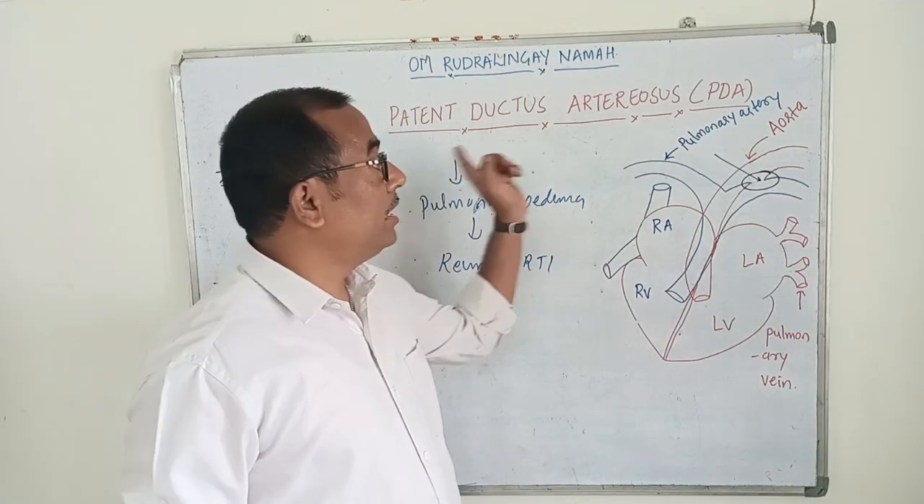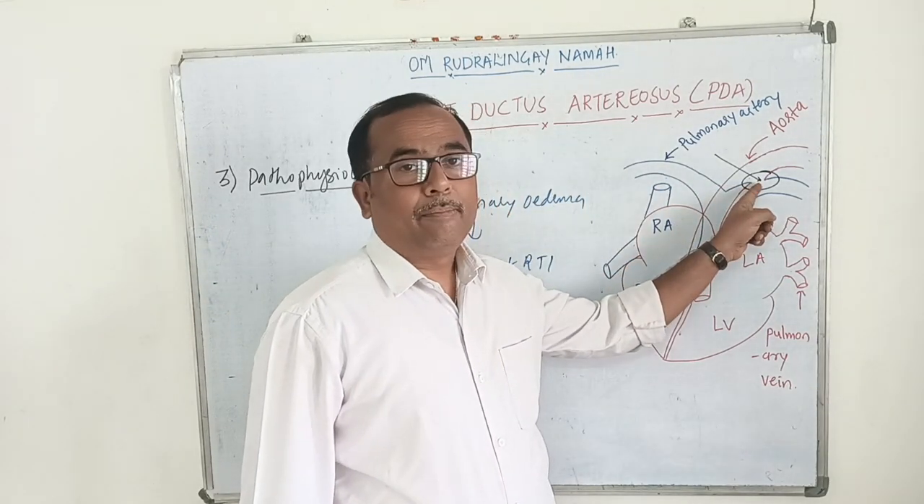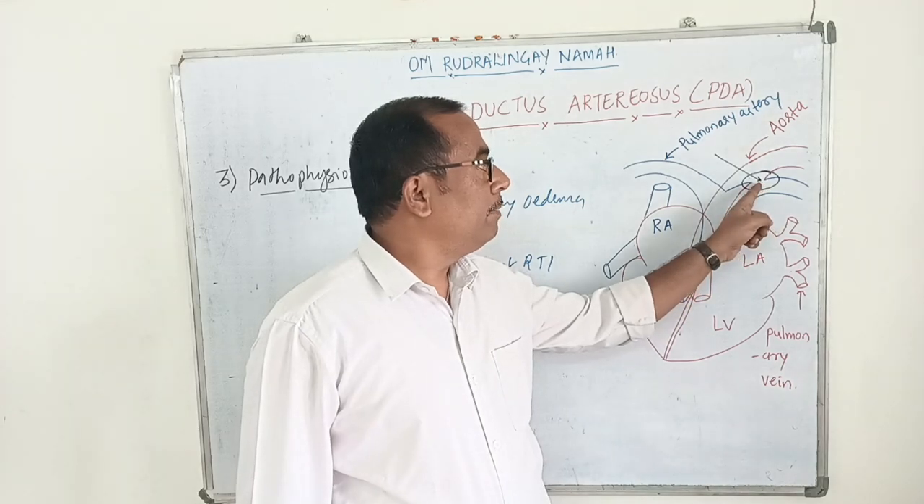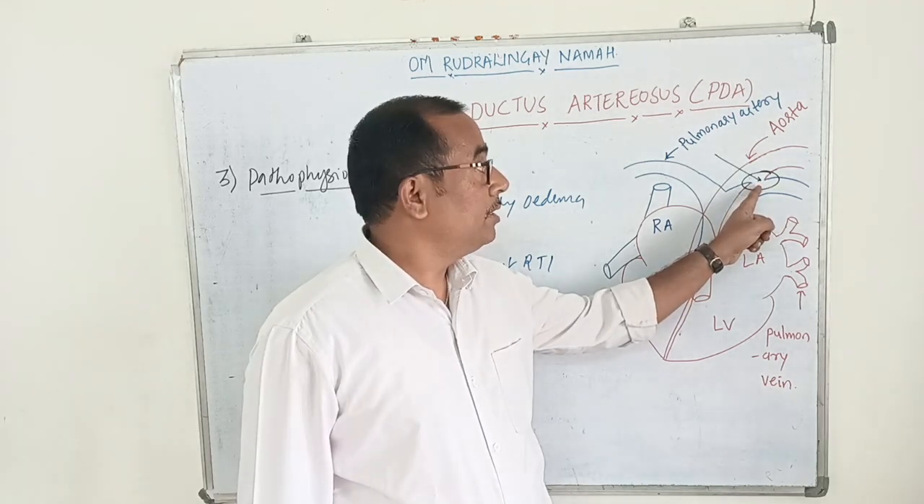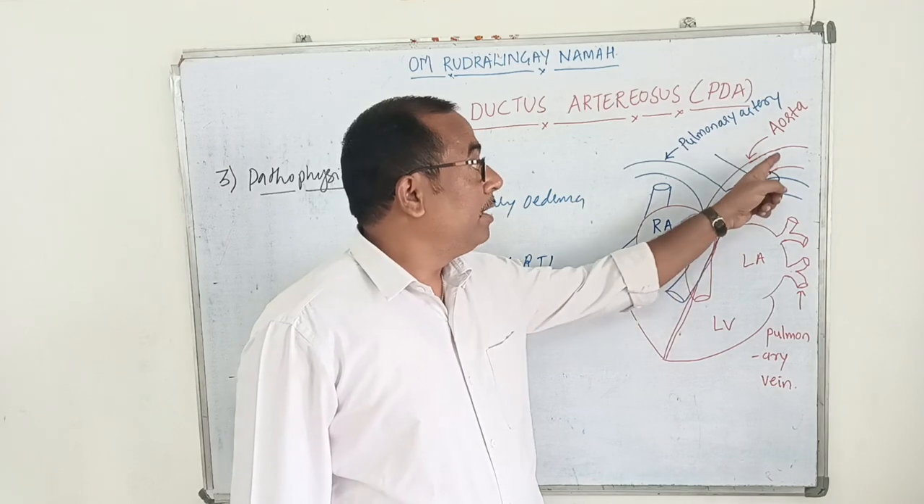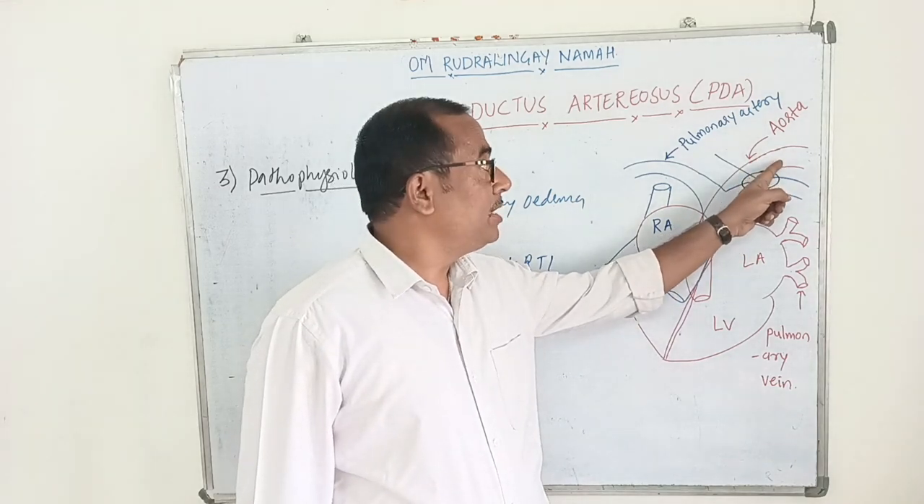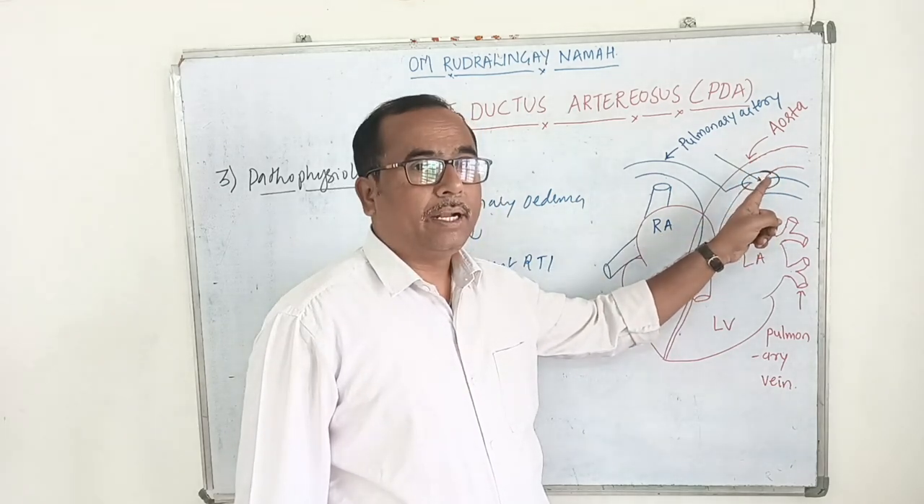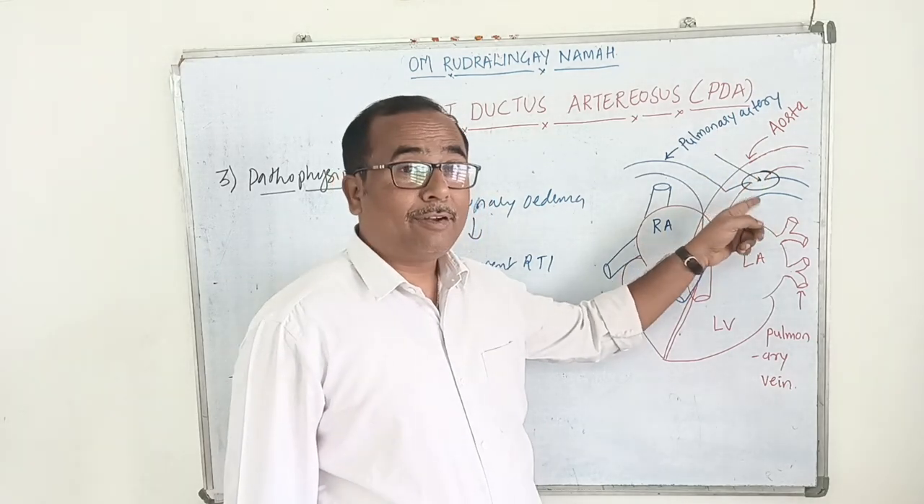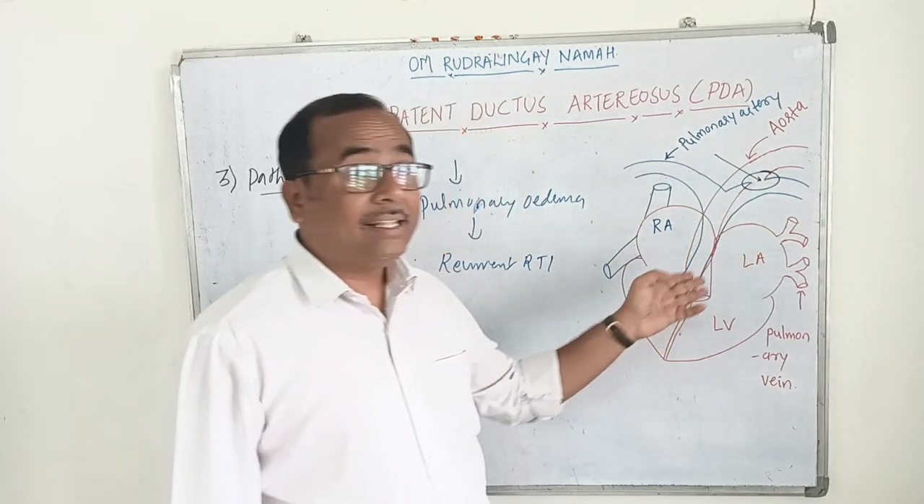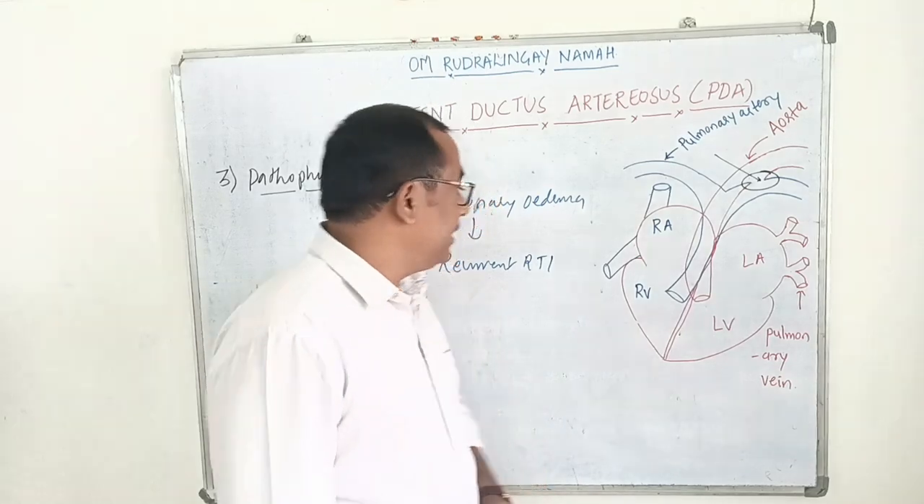So what happens here, due to the etiological factor, there is an abnormal communication between the aorta and pulmonary artery, that is known as patent ductus arteriosus. Because of this, the blood will shunt. There is a movement of blood from high pressure in the aorta to the low pressure in the pulmonary artery. So because of shunting of blood from the aorta to the pulmonary artery, there is an increased pulmonary blood flow.